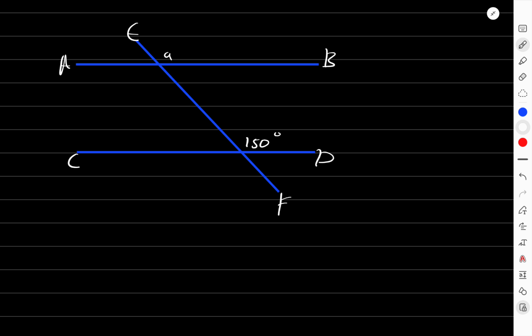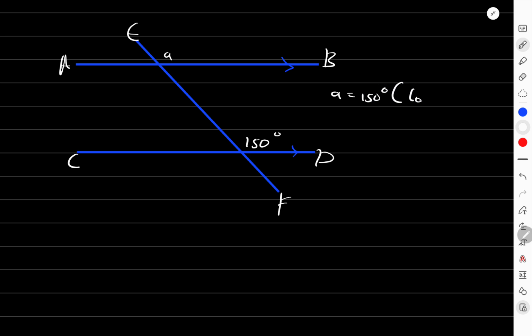How can I find the value of A? If I'm looking for the value of A, there's a shape that is being formed. If I move like this, move like that, and I'm given that these two lines are parallel, there's a shape which is like that. If I draw my shape like this, I realize that the value of A and the value of 150 degrees are the same. Therefore, A is equal to 150 degrees.